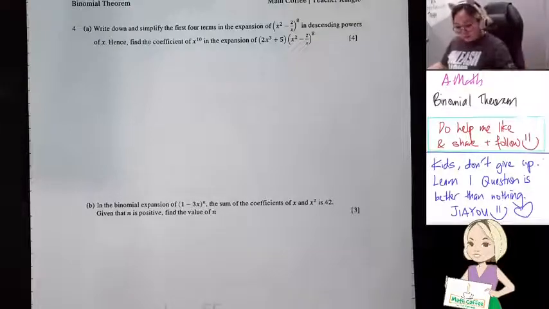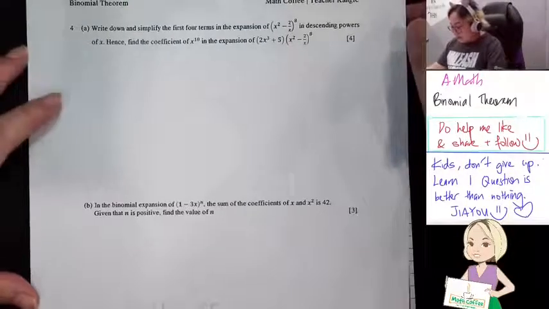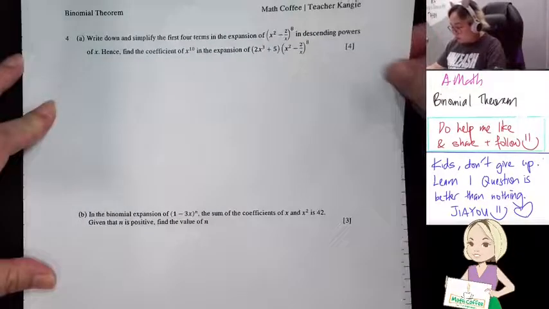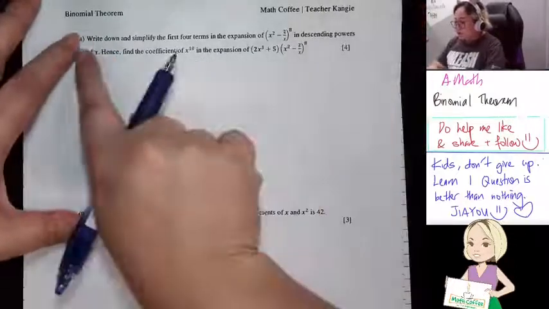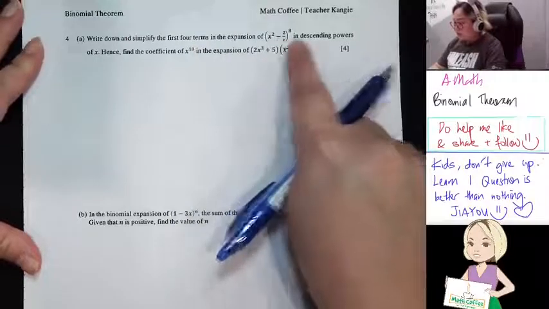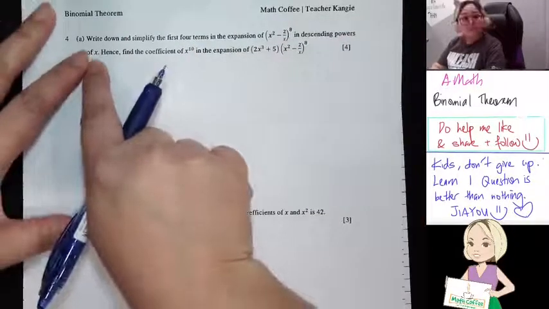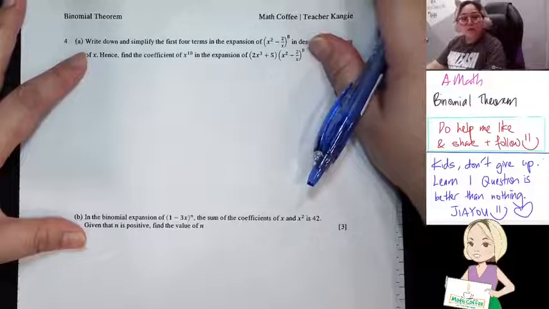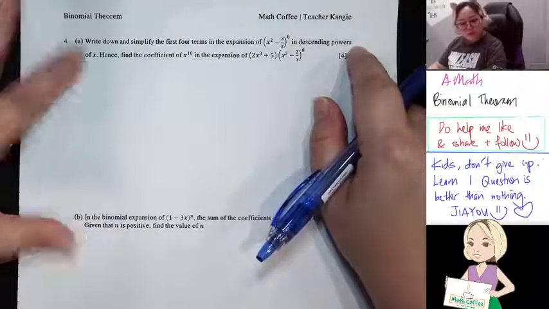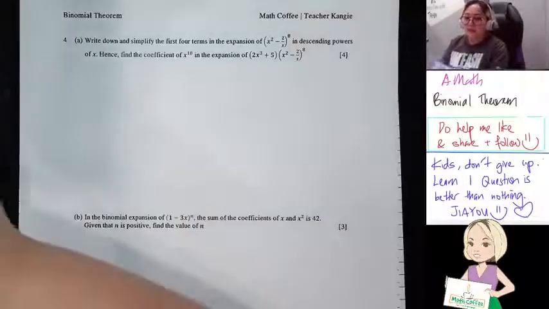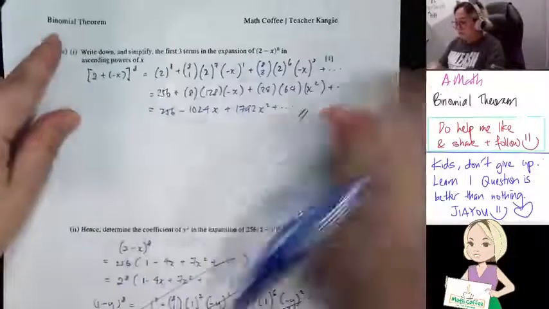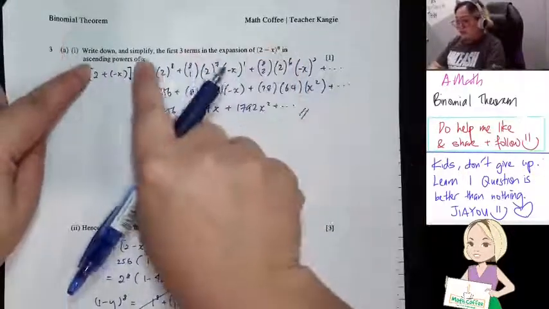Okay, so now let's take a look at question number 4. It will be the last two questions. They say write down and simplify the first 4 terms in the expansion in descending power of x. So students take note, this is descending powers of x. Sometimes they say ascending power, sometimes they say descending power. You see this one, they say in ascending power of x.